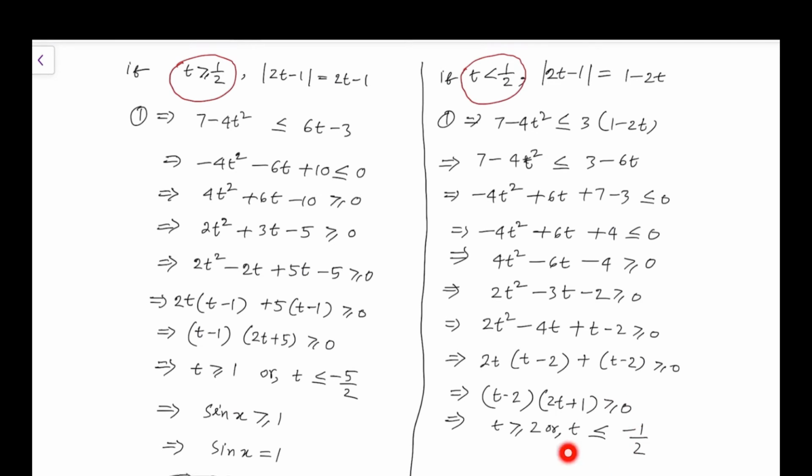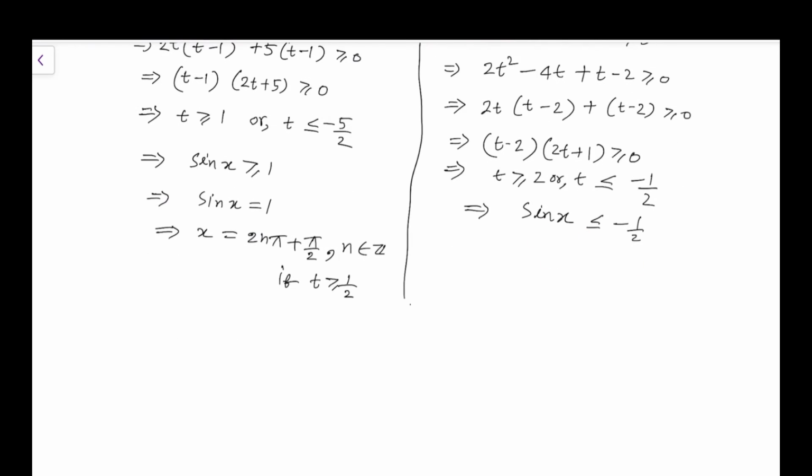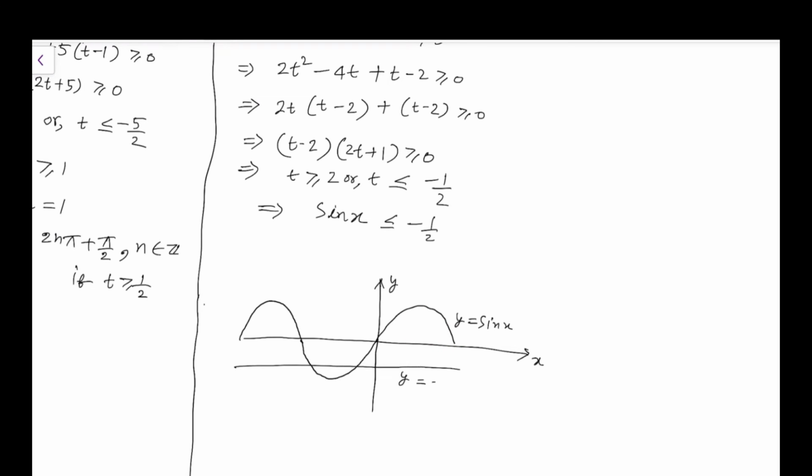So t less than minus half, this possibility. Sorry, in that case t greater than half is not possible because t is less than half we had taken. So t less than minus half is possible. Now t is sin x, so that means sin x is less than minus half, right? So ultimately when t is strictly less than half, in that case we will get sin x less than minus half. Now we know the graph of sin x is very similar to this. So suppose this is the y equals sin x graph, and this is y equals minus half.